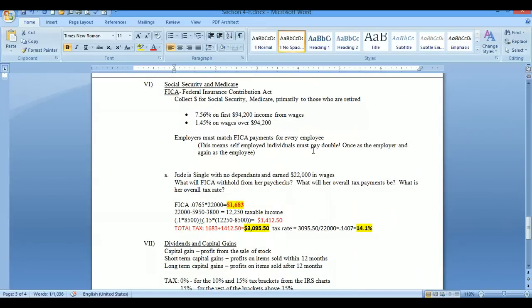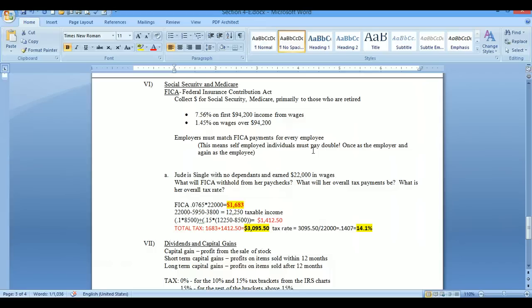Social Security and Medicare. FICA stands for Federal Insurance Contributions Act. This is where the government collects money for Social Security, Medicare, and primarily people who are retired. You have a 7.65% tax being paid towards all wages up to $94,200. An additional 1.45% comes off of wages over $94,200. Employers must match FICA payments for every employee. So that means if you're self-employed, you must pay double: once as the employer and once again as the employee.